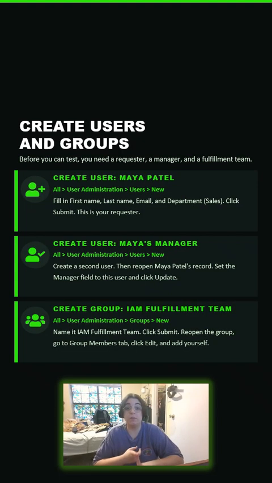Maya is going to be the person asking for access, and her manager is going to be the one to approve it, and the IAM fulfillment team is where the task will go after approval. This gives a simple way to practice how ServiceNow uses user requests, manager relationships, and assignment groups to move to the right place.